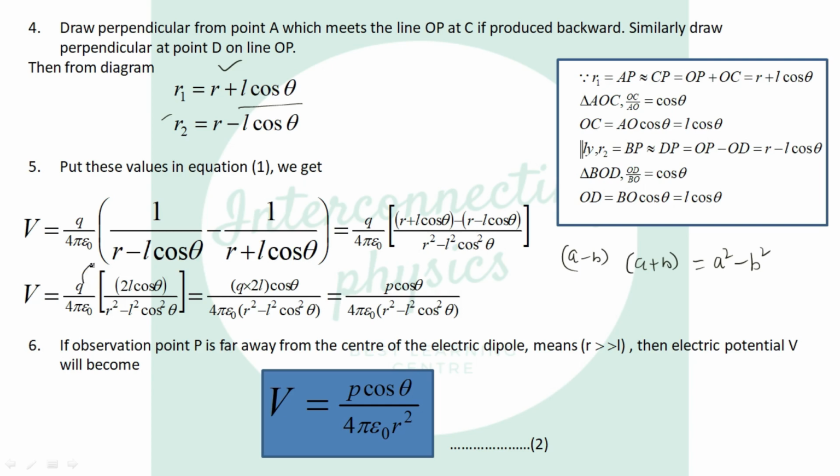Now combine q into 2l. What is q into 2l? It is dipole moment p. The result is p cos theta divided by 4 pi epsilon naught, r square minus l square cos square theta.